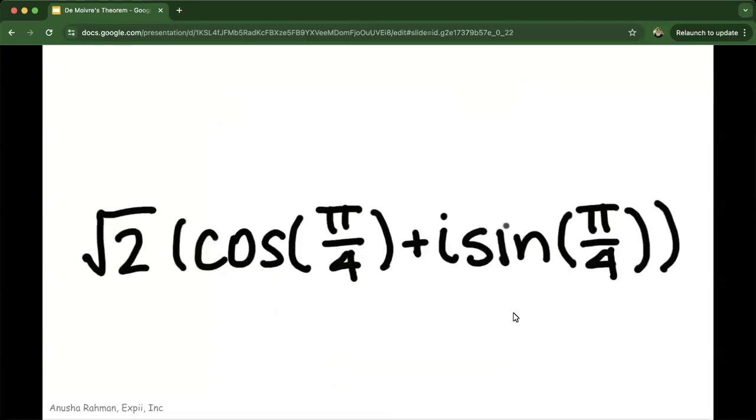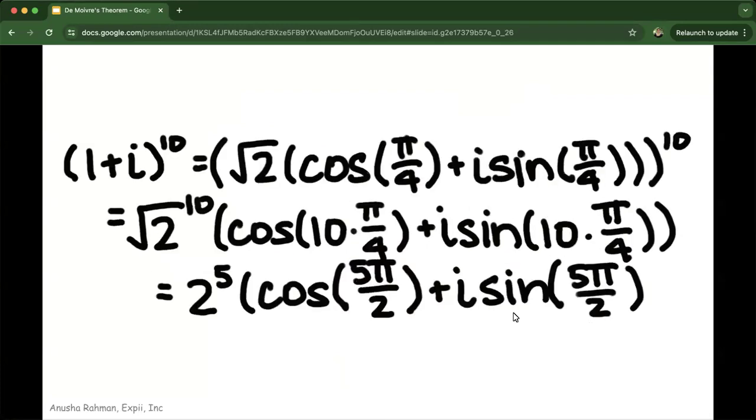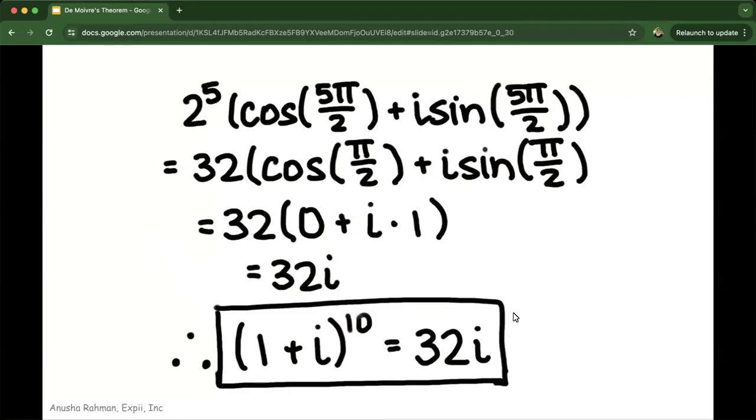Therefore, the polar form of 1 plus i is this. We can apply de Moivre's theorem. And then finally, we can simplify the trigonometric functions. Using de Moivre's theorem, we were able to find that 1 plus i to the power of 10 equals 32i. And that totally beats completely manually expanding the exponent in our normal way of doing math.